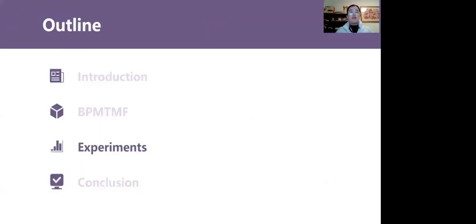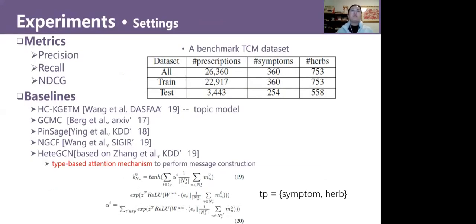Here are the experimental results. We will show the key results. We use a benchmark TCM dataset, which is publicly available. The metrics are commonly used: precision, recall and NDCG. The baseline methods contain one topic model, and the others are GCN-based models. Among them, the heter-GCN adopts the type-based attention mechanism to perform message construction.